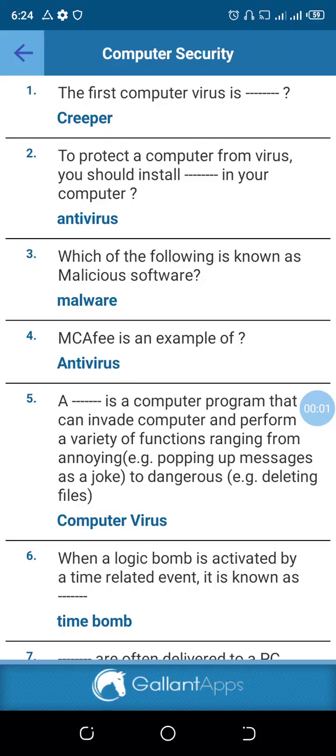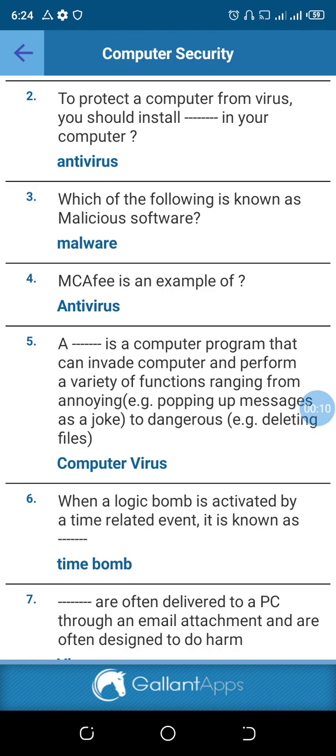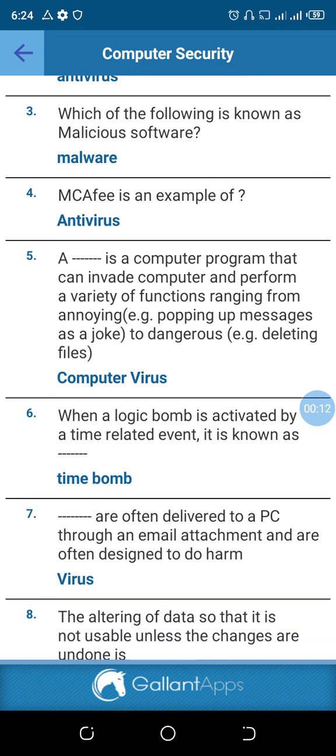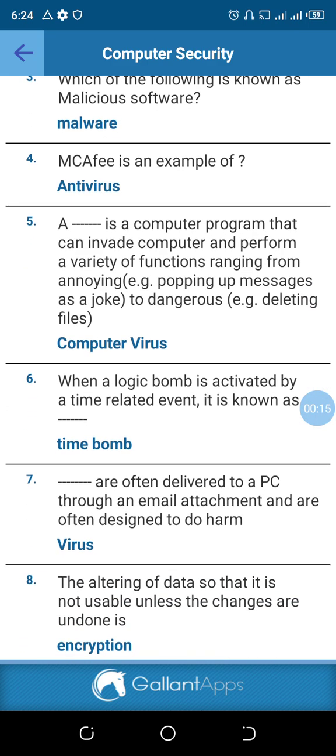The first computer virus is Creeper. To protect a computer from viruses, you should install antivirus into your computer. Which of the following is known as malicious software? Malware. McAfee is an example of antivirus.